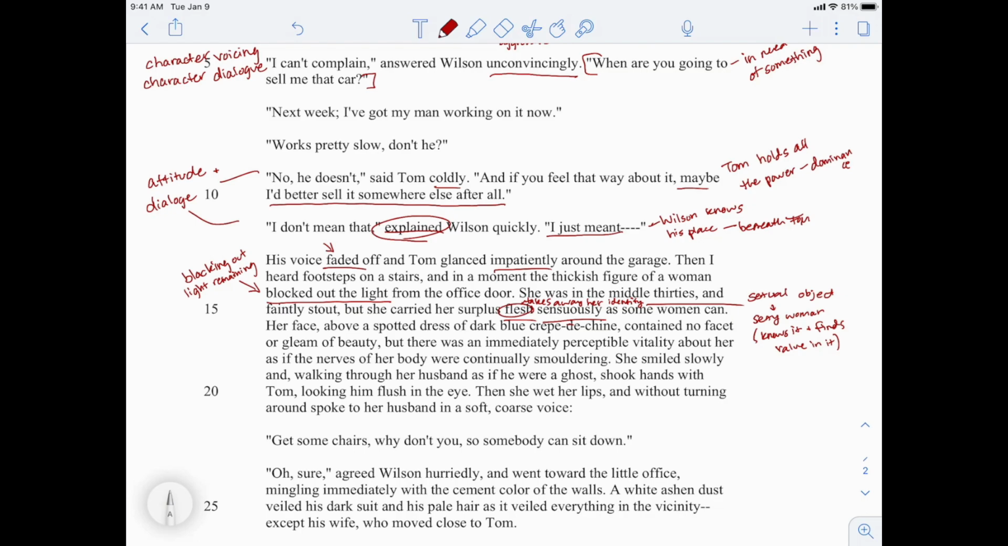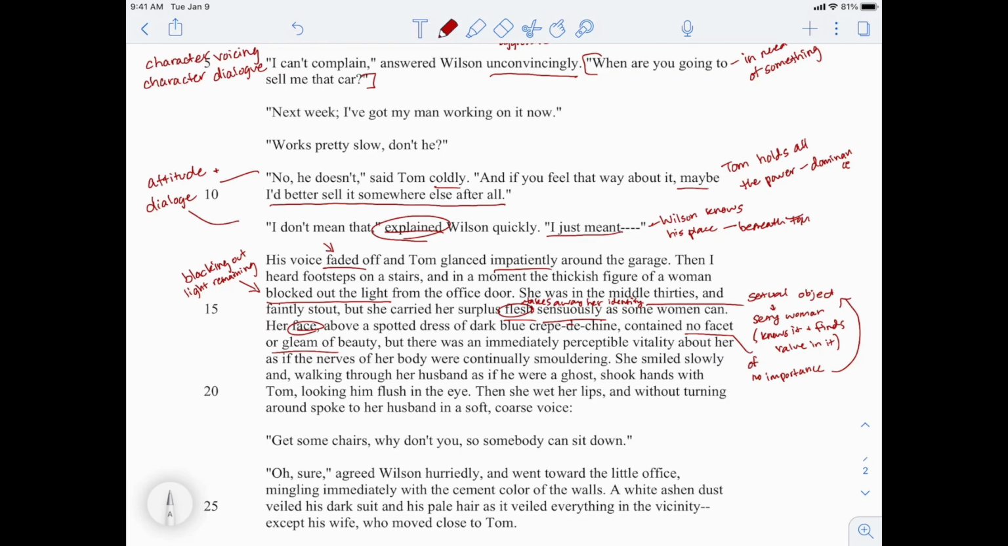Okay. "Her face above a spotted dress of dark blue crepe de chine contained no facet or gleam of beauty." So notice her face: no facet or gleam of beauty. Again, her face, which holds all the personality, is being reduced once again to just her body. Her face is of no importance, right? Of no importance, which means that she really is of no importance outside of being a sexual object.